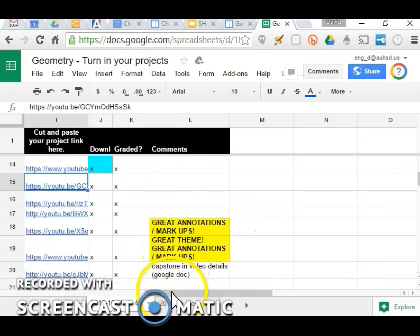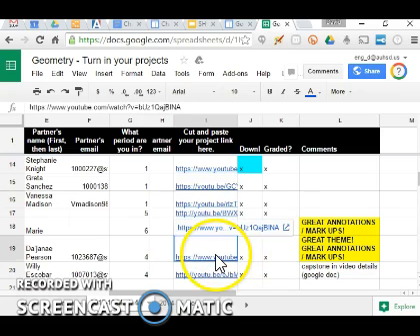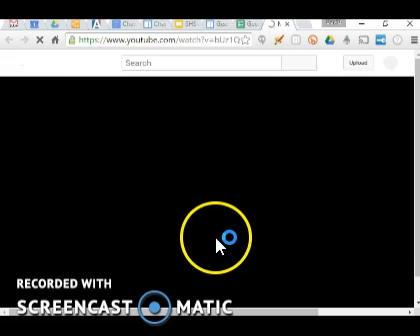Now, I did make some annotations here, or marks. It says, I've highlighted these projects for a reason. So this is a great theme, great annotations marked up. So let's take a look at this.